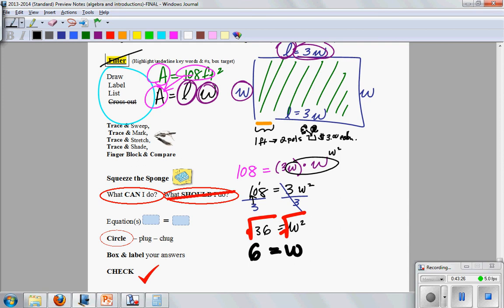Are you done? Have you figured out the cost? No, but you can, again, circle, plug, chug. So we're going to take, oh, I've got W now, 6. I can come up here. That's 6. That's 6. That's 3 times 6. That's 18 and 18.